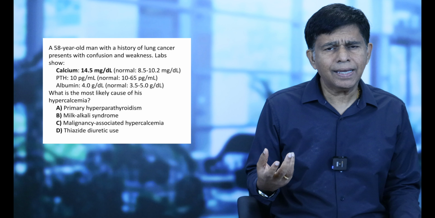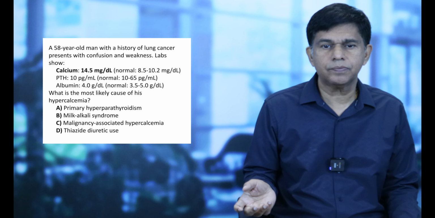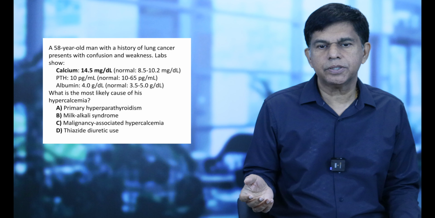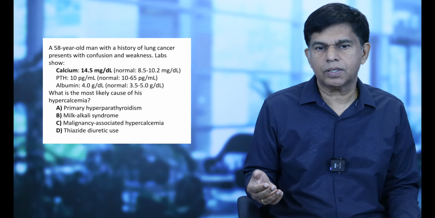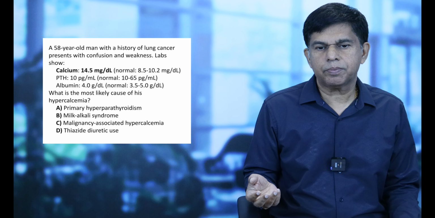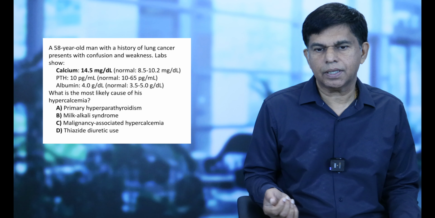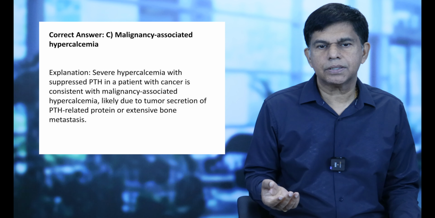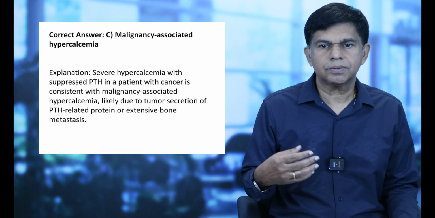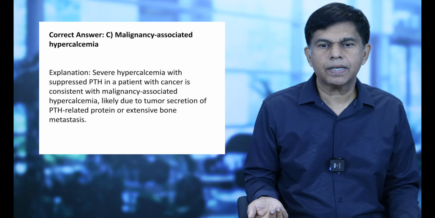Okay, let's look at one more question. A 58-year-old man with a history of lung cancer presents with confusion and weakness. Calcium is 14.5, PTH is normal, albumin is 4.0. What's the most likely cause? If you look at this question, you see PTH is normal, right? The options are primary hyperparathyroidism, milk alkali syndrome, malignancy-associated hypercalcemia, thiazide diuretic use. This is malignancy-associated hypercalcemia: severe hypercalcemia, suppressed PTH, a patient with a history of cancer. So you have to check the PTH-related peptide.